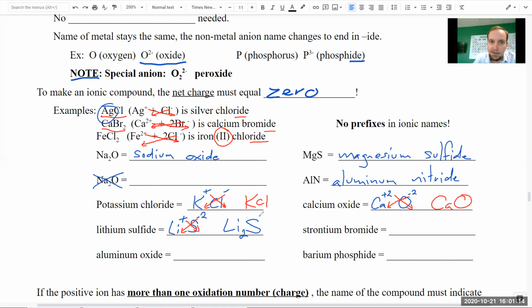Strontium bromide. What we have here is strontium is Sr, a +2 charge, and bromide is a Br with a -1 charge. So again, I'm going to cross, and what we get is Sr1, Br2. That is strontium bromide, SrBr2.